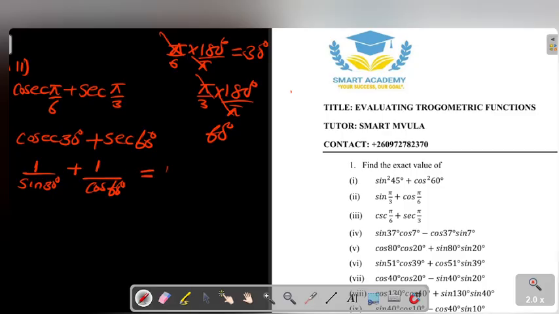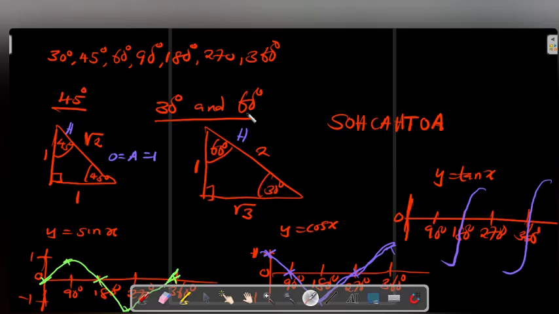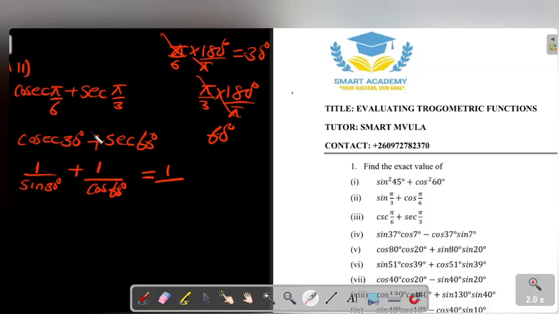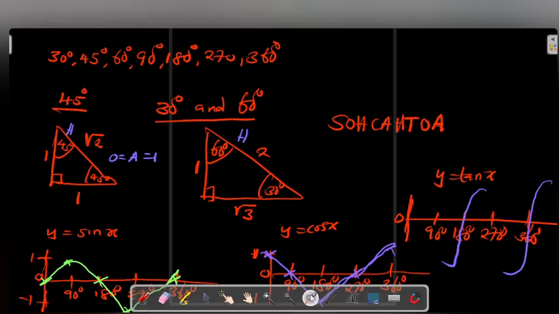So now this will give us 1 over sine 30. When we talk of sine 30, it's the opposite over hypotenuse. If 30 is here, the side which is opposite is 1, then the hypotenuse is 2. So we can see that sine 30 is 1 over 2. So we write 1 divided by sine 30, which is 1 over 2, plus 1 divided by cos 60 degrees.